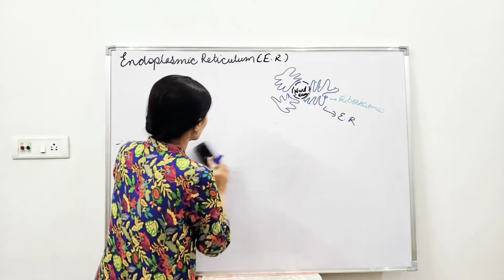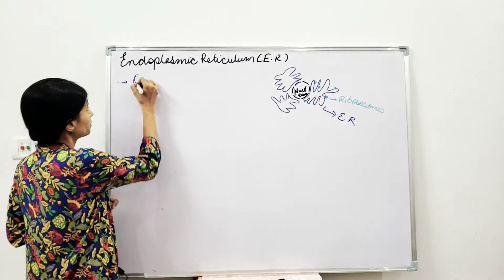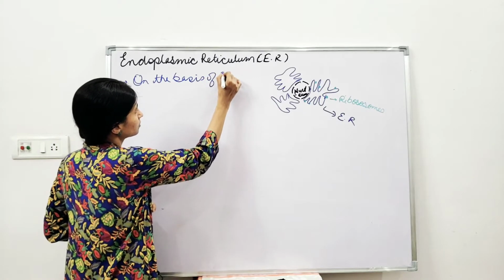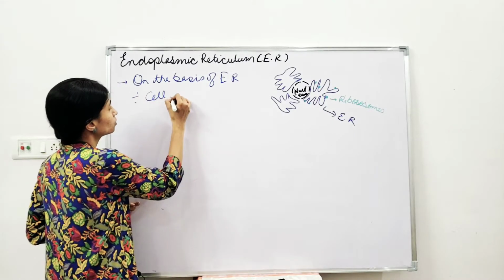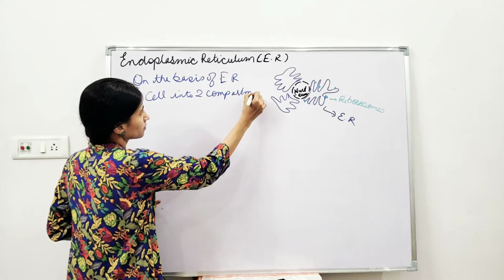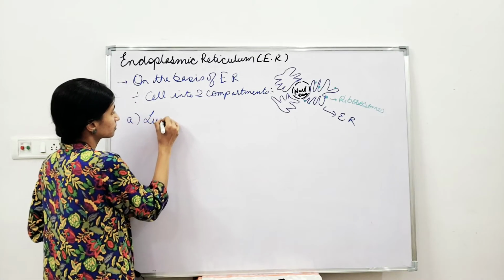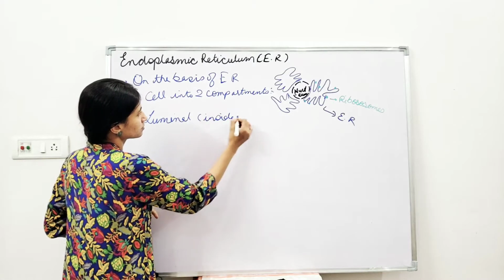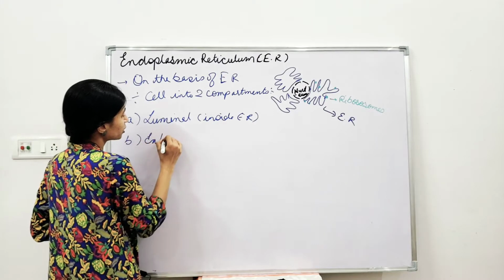Before that, we will discuss one more thing. On the basis of ER, we divide the cell into two compartments. What are these two compartments? Luminal, which means inside the ER, and the second one is extraluminal.